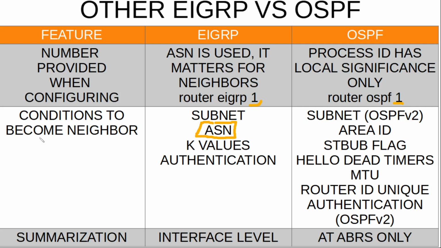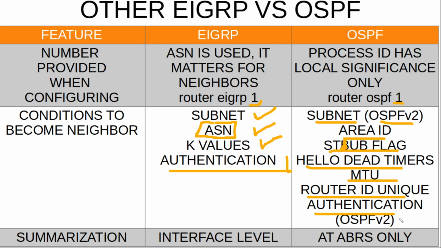Now, the conditions to become neighbors for EIGRP: subnet must match, autonomous system must match, K values must match, and the authentication must pass. For OSPF, the subnet must match only for OSPF version 2, area ID must match, the STUB flag must match, the hello and dead timers must match, MTU must match, the router ID must be unique, and authentication must pass for OSPF version 2.